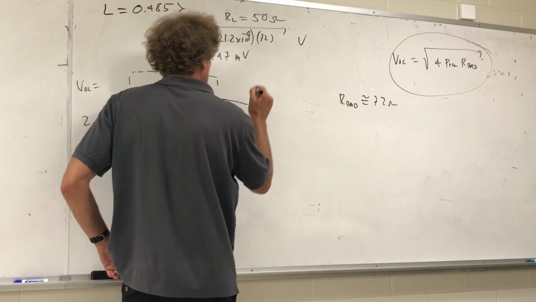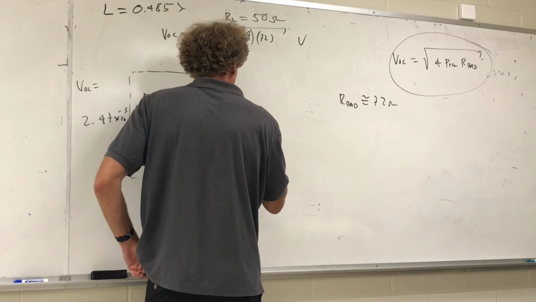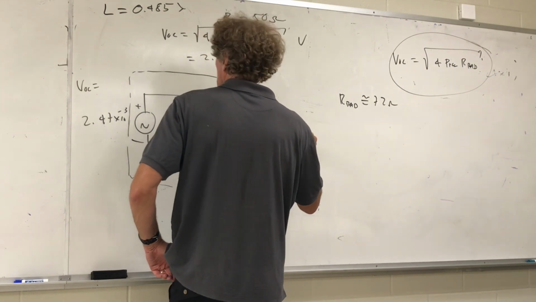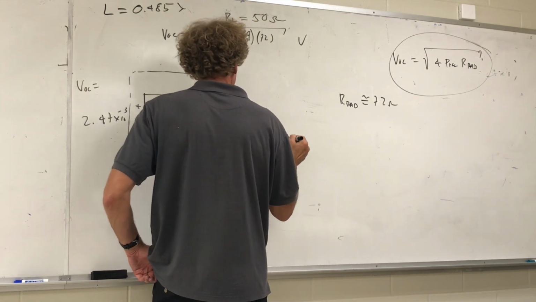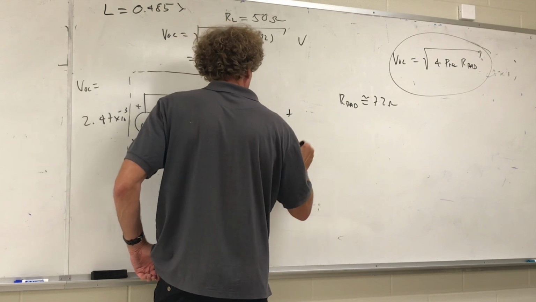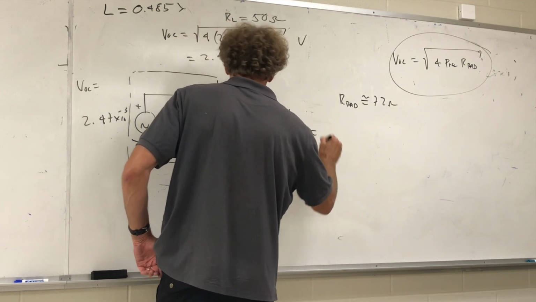And remember, what I'm showing you here is the internal model for the antenna. Now I attach my load of 50 ohms. First, I'll ask for the voltage across the load. So what's the voltage across the load?